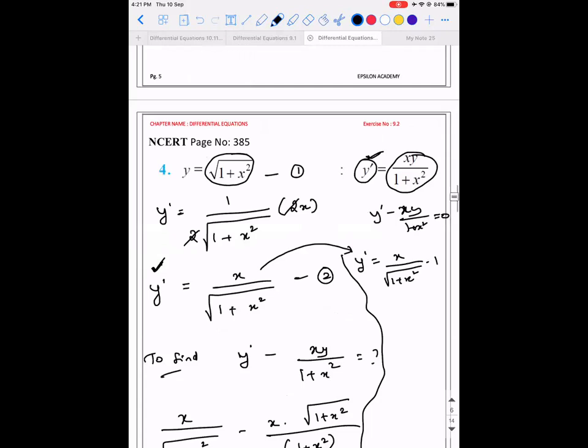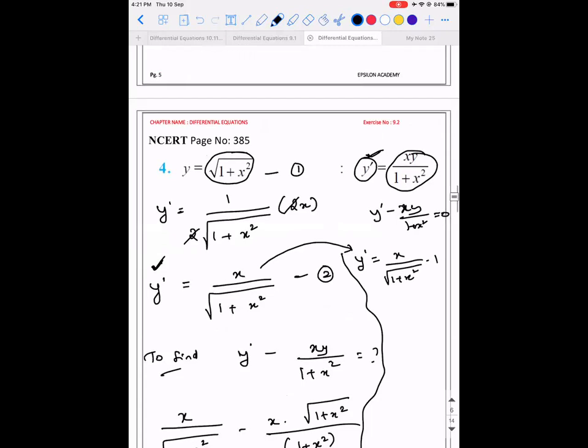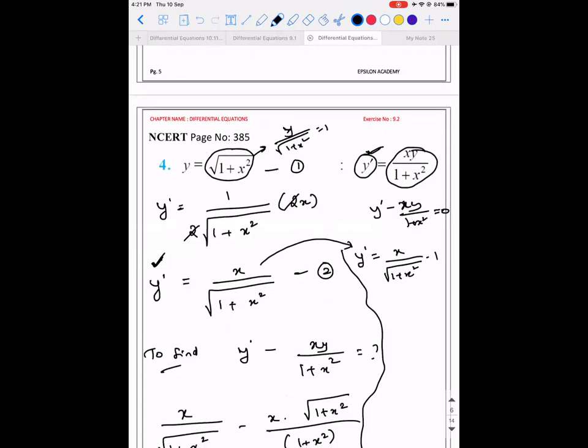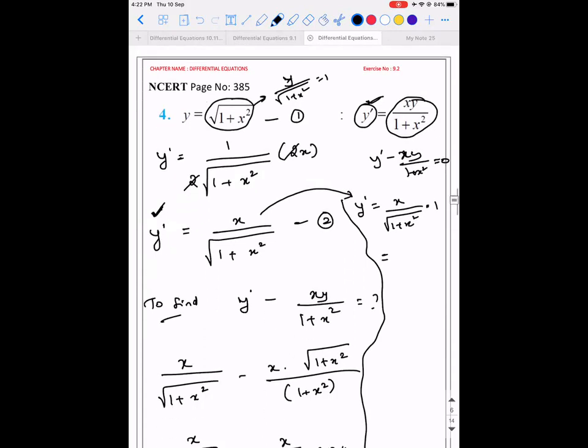Now observe, what is y divided by root of 1 plus x square? It is 1. So with respect to the context of this question, we can write it as x divided by root of 1 plus x square into y divided by root of 1 plus x square. So what you will have is xy divided by 1 plus x square. There is another way to prove. But again, I'm repeating, whichever is convenient for you, you can take it. Both are right.